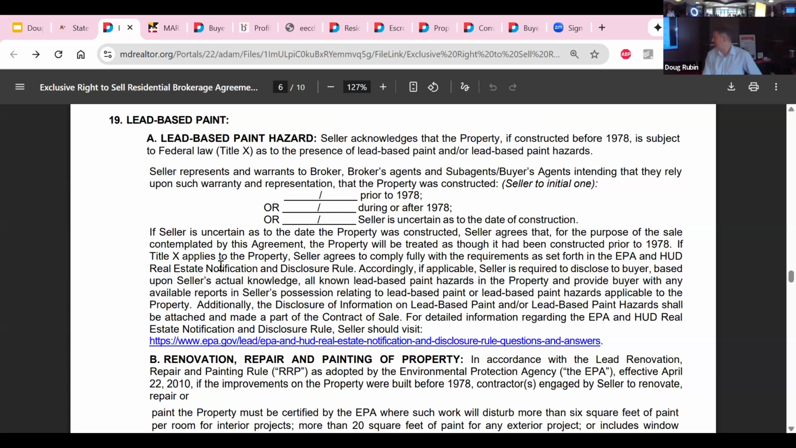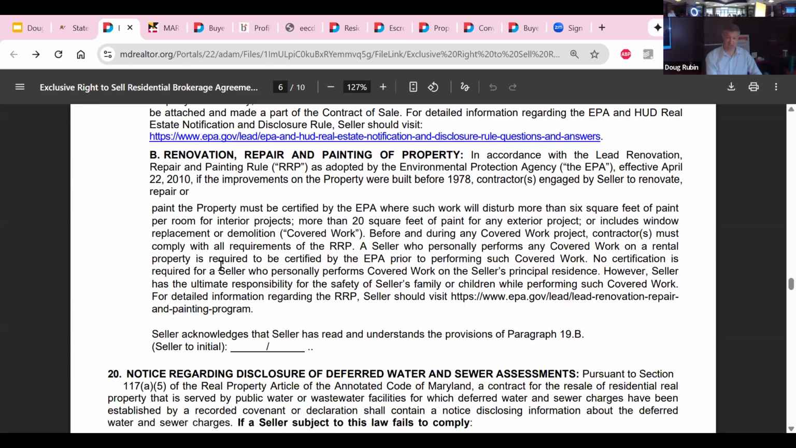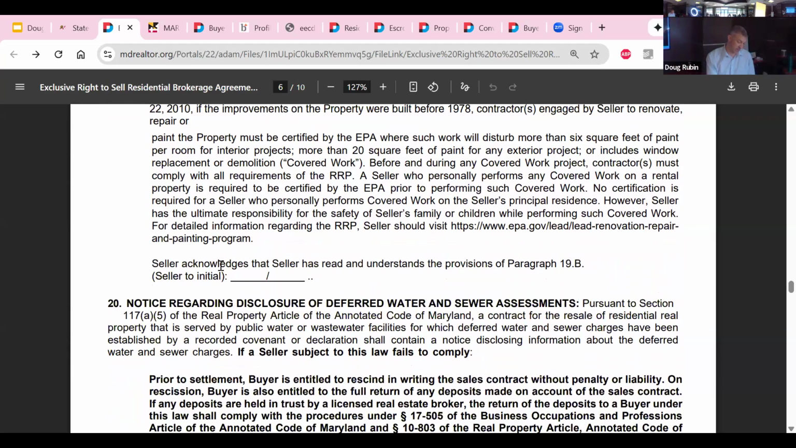If the house is built prior to 1978, you need to check the right box and understand that that's going to trigger certain lead paint disclosures. Okay, 1978 is the magic number. If the seller isn't sure when the house was built, then by law, we have to assume it was before 1978, and that triggers the federal and state disclosures. If it is before 1978 and certain repairs are required, you may have to jump through a couple extra hoops, according to the EPA.